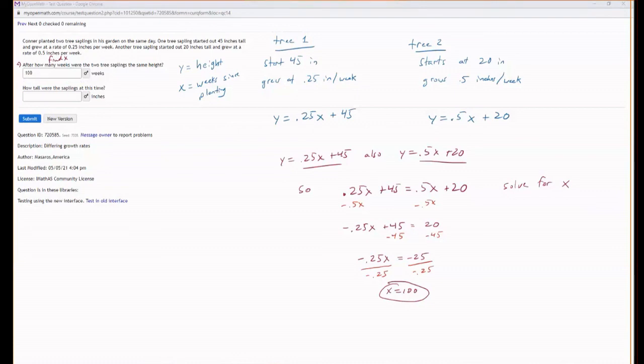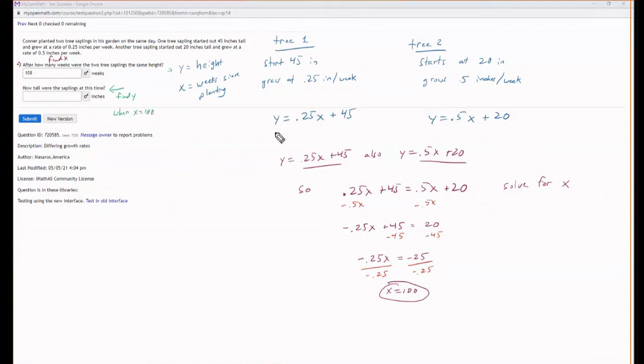Okay, now let's look at the next part. How tall were the saplings at that time? Remember, the height is a y value. So this is saying find y. And it says at this time. Well, the time that we found was x equals 100. So find y when x equals 100.